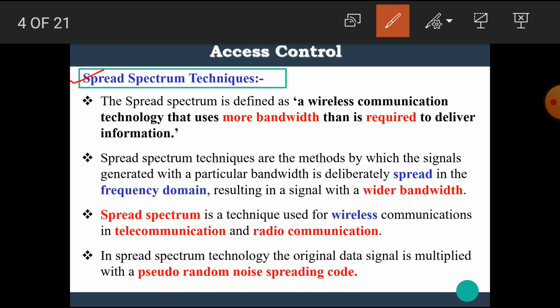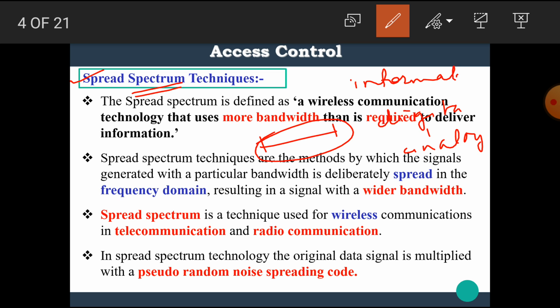First of all, we have to know what is meant by spectrum. We know that in communication we transmit information from one point to another point. The information may be in the form of digital or analog, and this information has a range of frequencies. This range of frequencies is known as the bandwidth. We have already seen this concept.